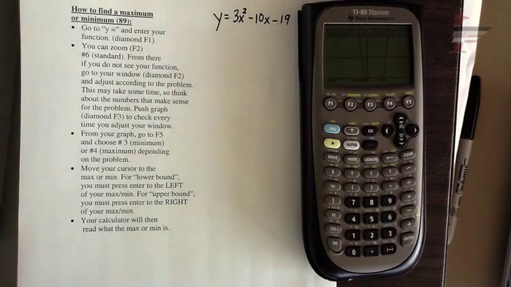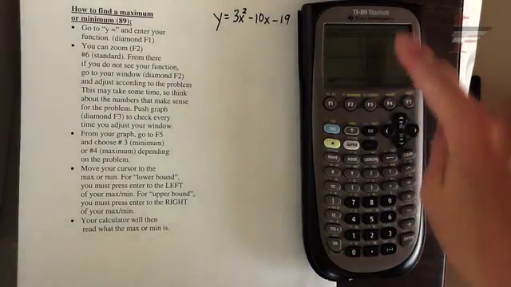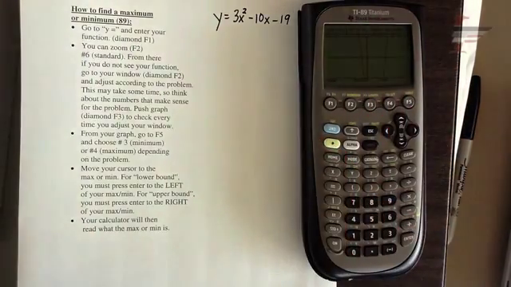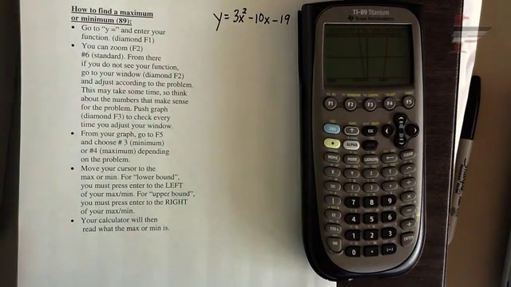So from here in your 10 by 10 window, I need to see my minimum. Well, I can tell it's opening up, which it should because A is positive, but I don't see my minimum. And to use the minimum feature, you actually have to be able to see it. So I'm going to adjust my window.